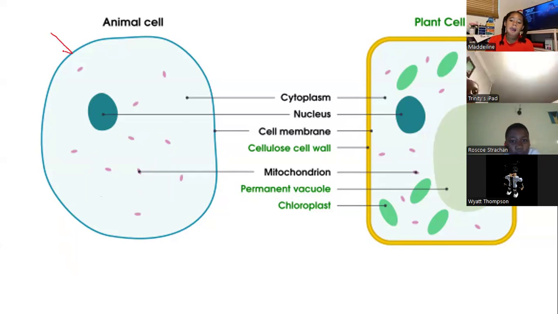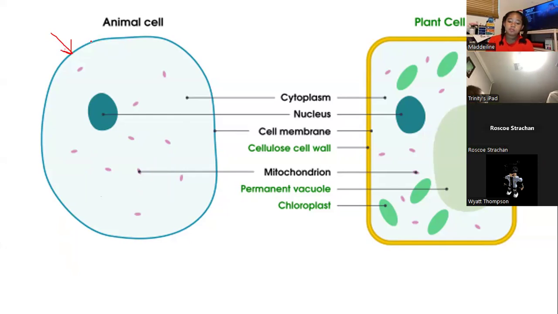Is this the cytoplasm? No, sir. What is this? The cell wall. No. What is this? The cell membrane. The cell membrane, very good. Madeline, what is this structure right there that surrounds the cell? The cell membrane. Very good.